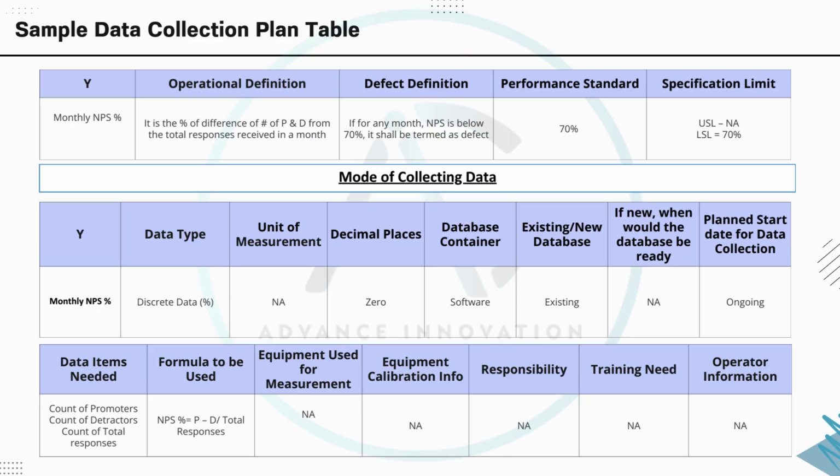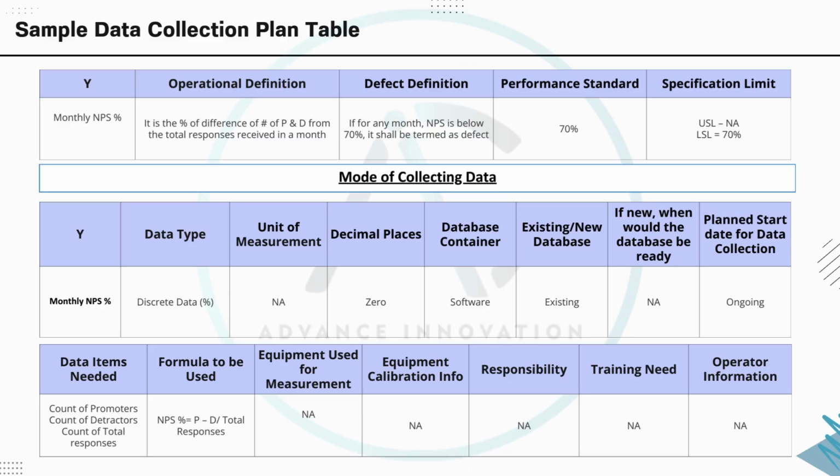Lastly, the final row outlines data items to be recorded: count of promoters, detractors, and total responses. The formula used is standard. NPS % equals (P minus D) divided by total responses.